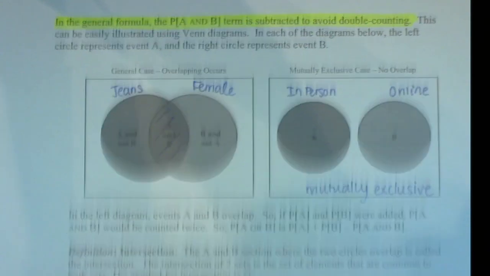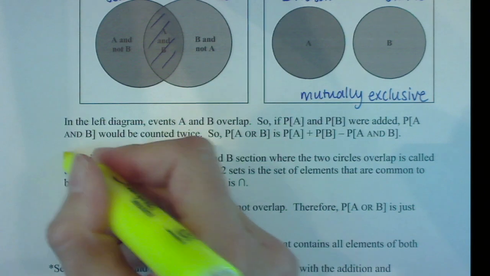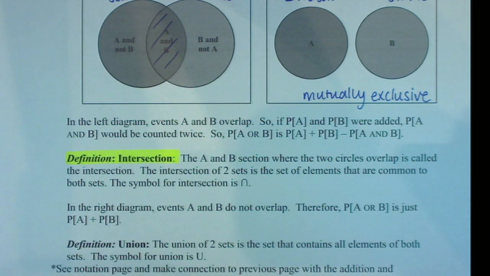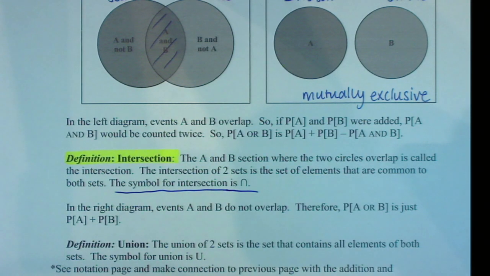So there's names for these definitions. The overlap between the two is called the intersection. A lot of times you'll see this written with an upside down U to mean intersection. It basically just means the probability of A and B.